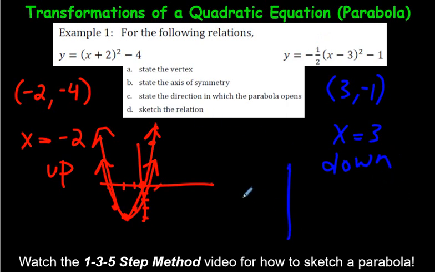Okay? Sketch this. Well, let's sketch it really quick here. 3 over to the right and 1 down will be our vertex. 1, 2, 3, and -1. There's our vertex. It's opening downwards.